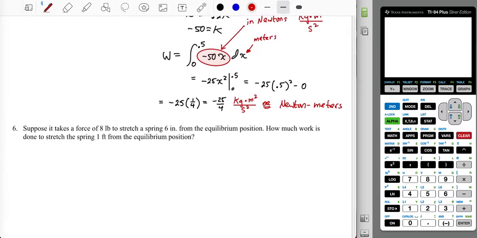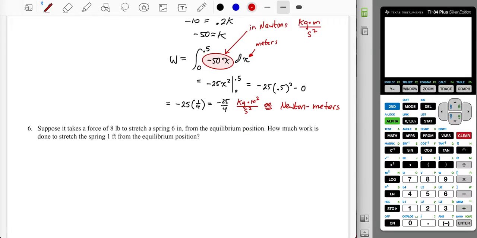All right, so kind of like the concept of a foot-pound. In fact, it is exactly that. The foot being the linear distance, the pounds being the measure of force.